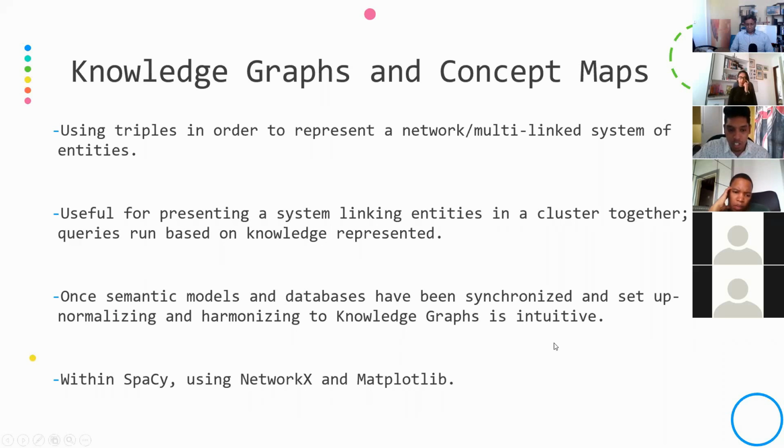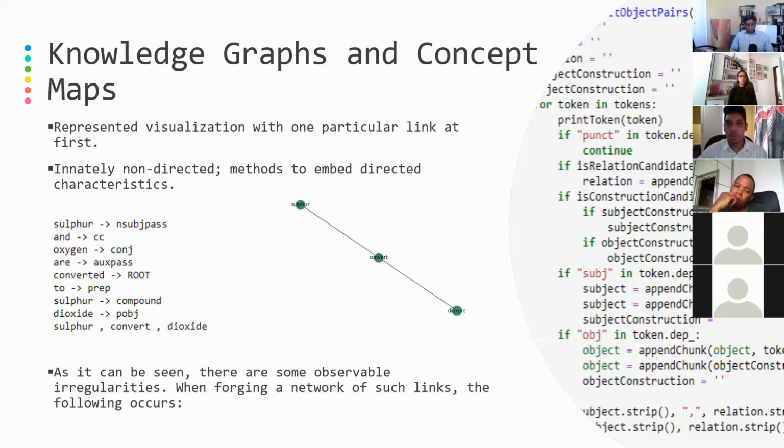Within spaCy for the concept maps, we looked at NetworkX and Matplotlib to make these things possible. Once again, not to overwhelm the group with lines and lines of code, I'll start with just the isolated case of a branch from the concept map. The first thing to be noted is that unlike in the case of displaCy, this is undirected. There's no arrowhead, so to speak. But there are some advanced methods which can be used to embed those directed characteristics into such a visualization. And there are some observable irregularities, as can be seen.